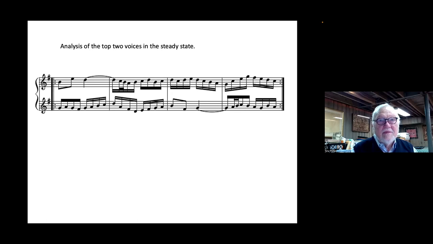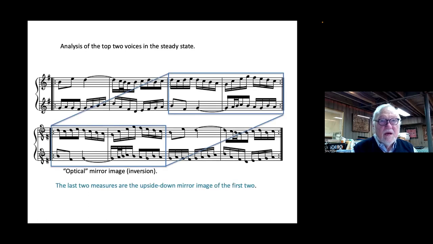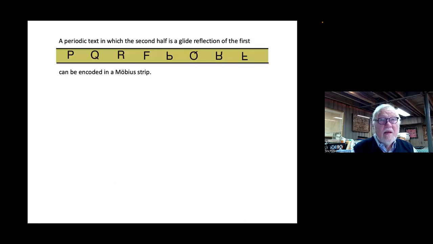So let's look at the top two voices in the steady state. I've just isolated this part of the score, and if I take its mirror image, this is just an optical mirror image, you can see that the last two measures are exactly the upside down of the first two measures. And similarly, of course, it works the other way around. So this is a special case of what we call glide reflection symmetry. You translate and you flip. So if we have a periodic text in which the second half is the glide reflection of the first, it naturally lives in a Möbius strip.